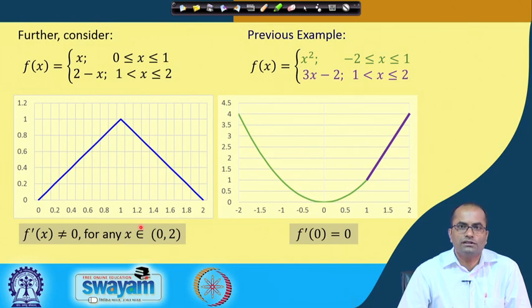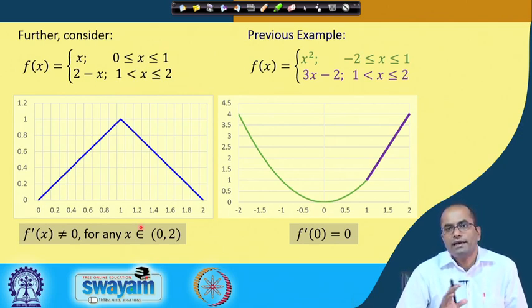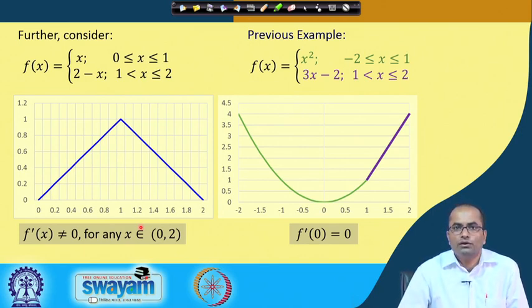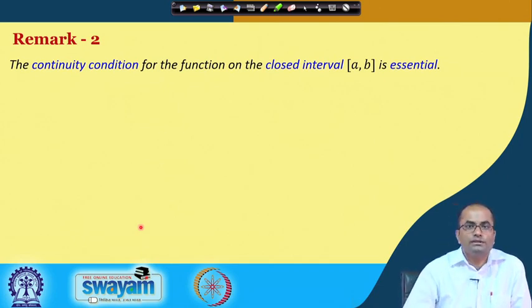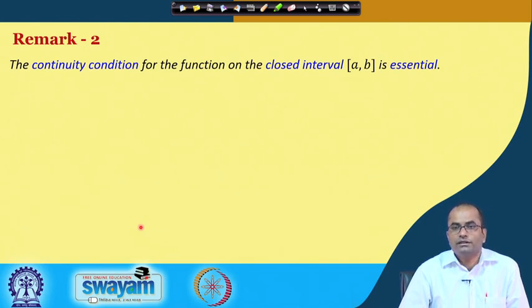So, therefore, these three hypotheses of Rolle's theorem are sufficient conditions and they are not necessary conditions. Under those conditions it is guaranteed that the derivative of the function will vanish at least at one point in the open interval a b. Another remark: the continuity condition in the closed interval is essential. If it is not met, then the theorem may not guarantee the existence of such a c where f prime c will be 0.